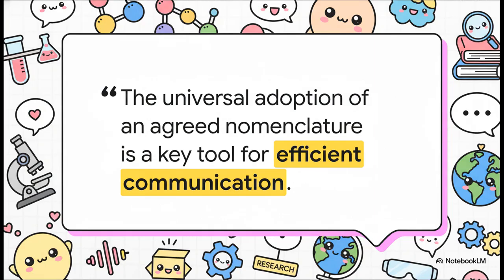And look, don't just take my word for it. The official governing body for chemistry, a group called IUPAC, puts it perfectly. This system is a key tool for everything from scientists sharing research to global health and safety regulations. Having one shared language prevents really costly and sometimes straight-up dangerous mistakes.